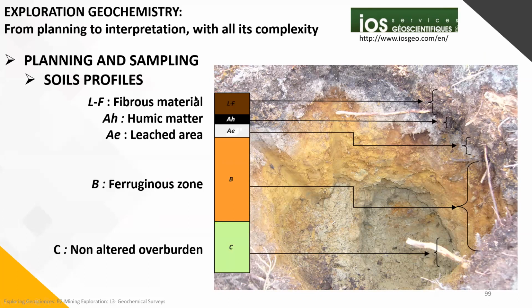So we have the fibrous material or the organic material in the first few centimeters, going down to the humic and leached area of layers A, AH, and AE, as seen here, going down to the ferruginous zone, which is the main zone for prospectors and can be recognized by its color, either orangey, yellowish, or reddish, depending on the iron content. And finally, under the layer B, we have the C, which is the non-altered overburden.